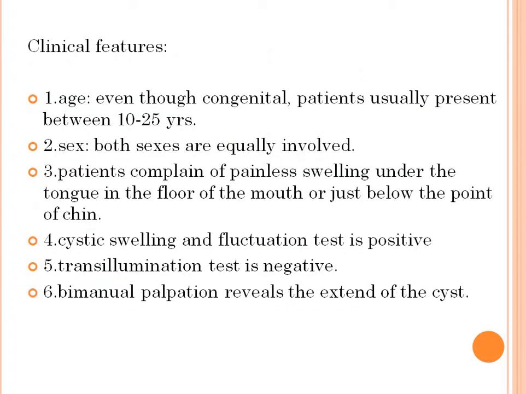Now the clinical feature. Age: even though congenital, patients usually present between 10 to 25 years. Both sexes are equally involved. The patient complains of painless swelling under the tongue, in the floor of the mouth or just below the point of the chin. Cystic swelling and fluctuation test is positive. Transmission test is negative. Bimanual palpation reveals the extent of the cyst.